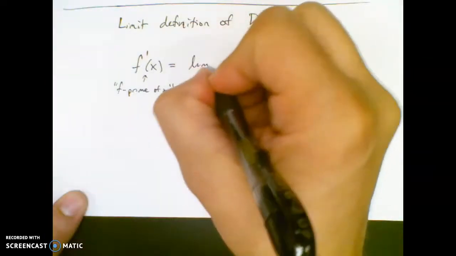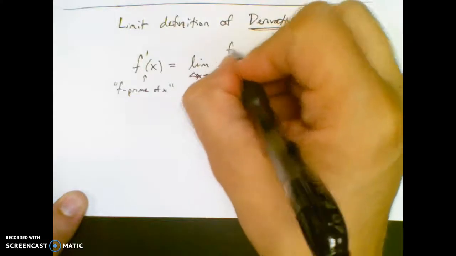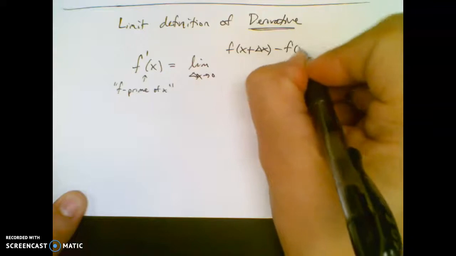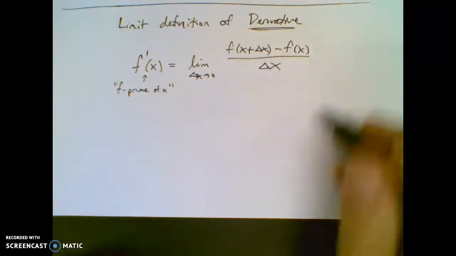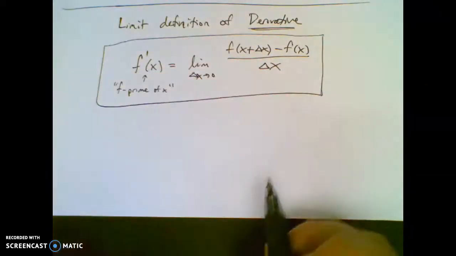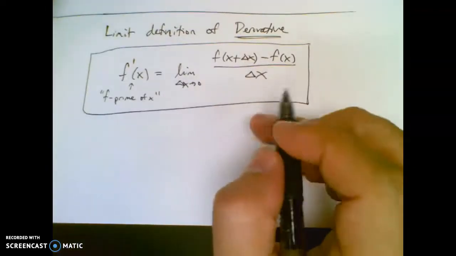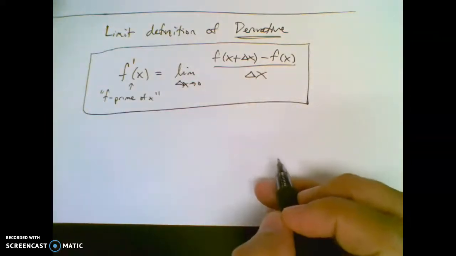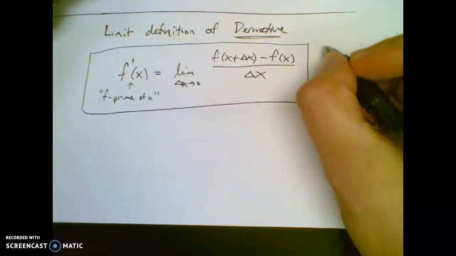Equals the limit as delta x goes to 0 of f of x plus delta x minus f of x over delta x. Now this looks crazy. This is the formula you're going to use on every problem. It looks crazy, but it is nothing more than y minus y over x minus x. It is a fancy way of saying slope at any point.